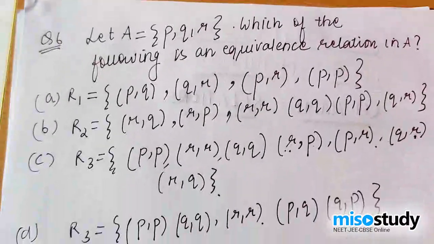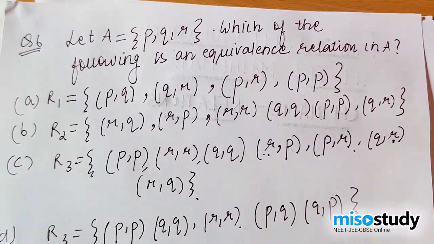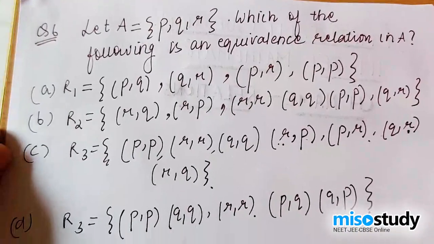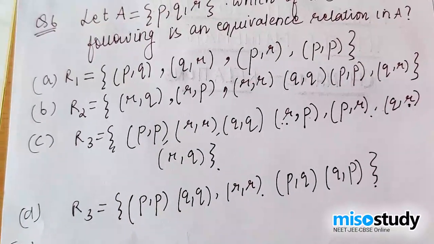So that's your question number 6. Let A equal {P, Q, R}. Which of the following is an equivalence relation in A? You have to find out which of the following is an equivalence relation. Again, not a difficult question at all.